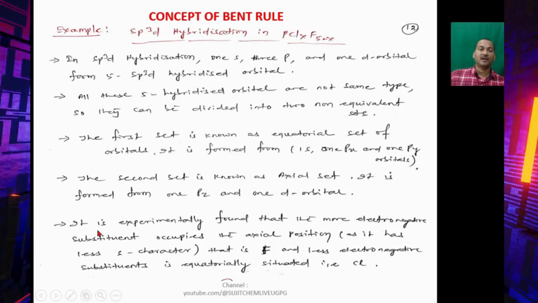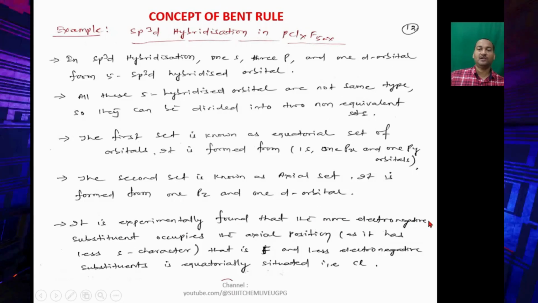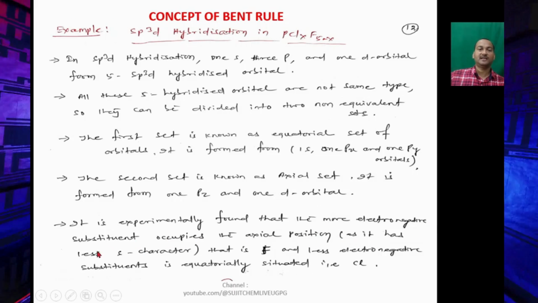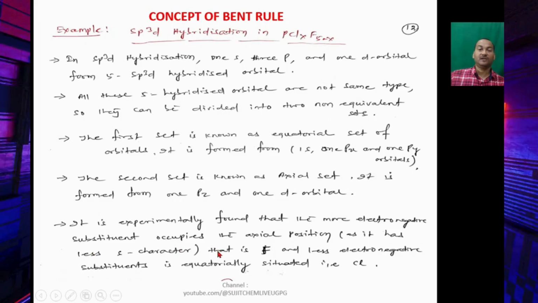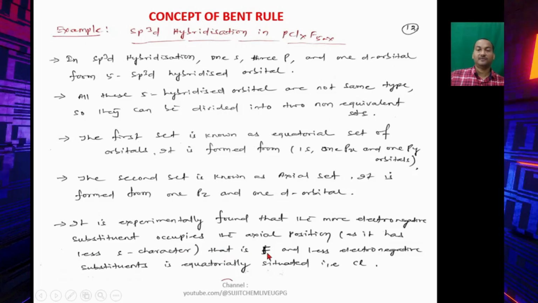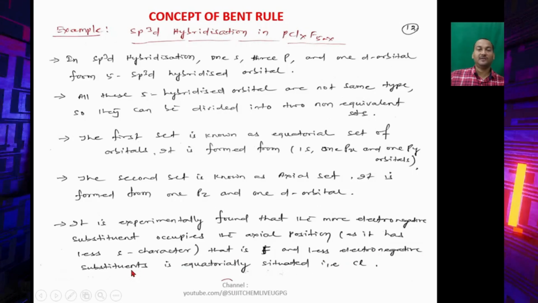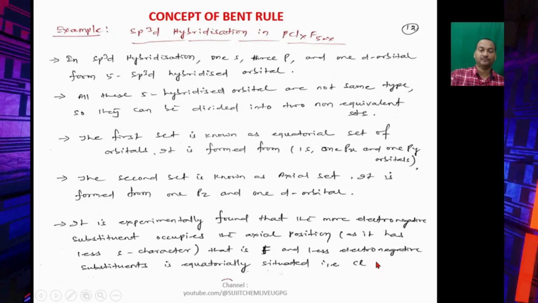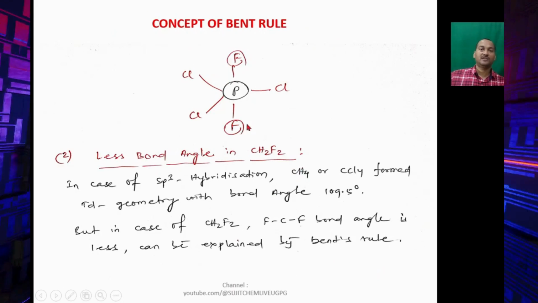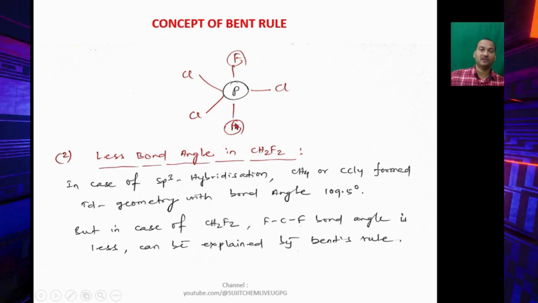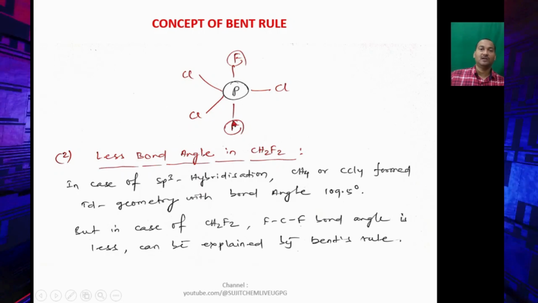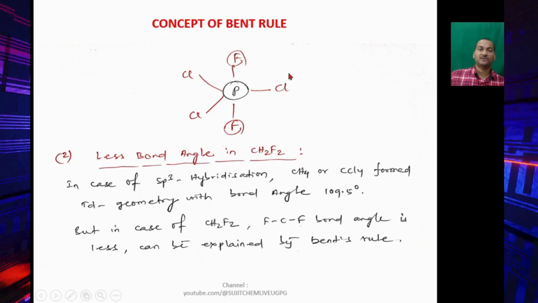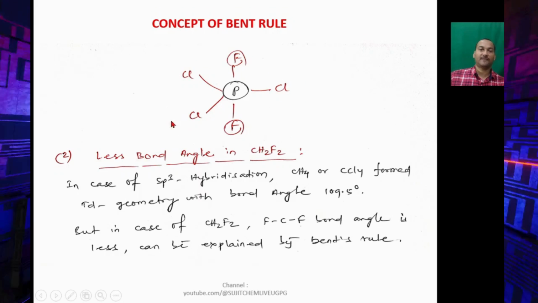And it is experimentally found that the more electronegative substituent occupies the axial position, as it has less s character, that is F, and the less electronegative substituent is equatorially substituted, that is chlorine. So here is the accurate structure. These fluorine atoms will occupy the axial position, and these three chlorine atoms will occupy the equatorial position.